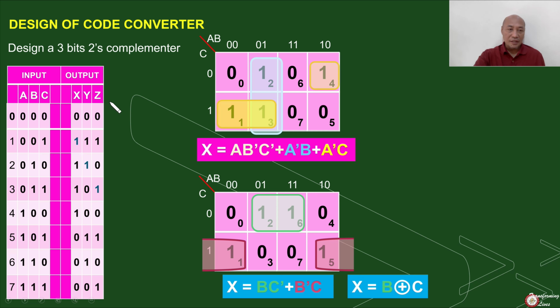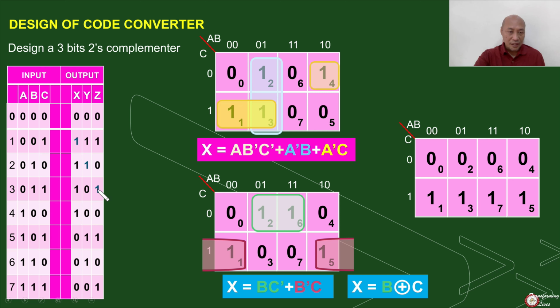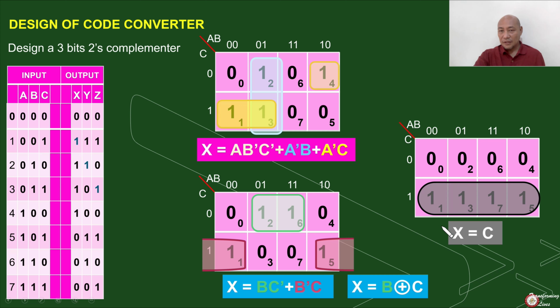How about Z? So for Z we have 1, 3, 5, and 7. That will be equivalent to a single group. Therefore, Z will be only equal to C.